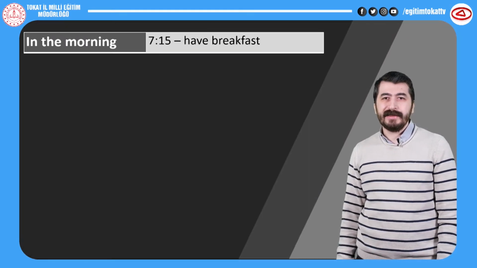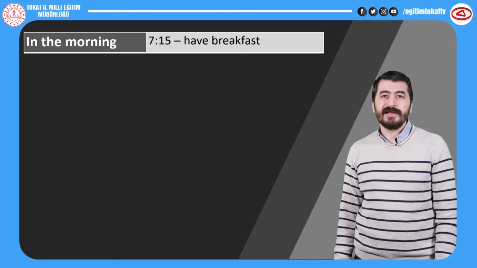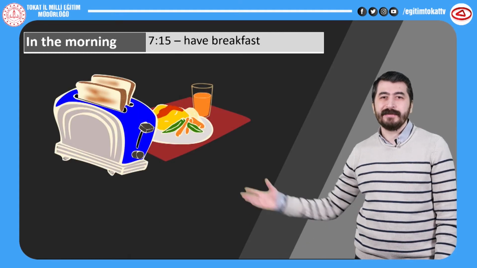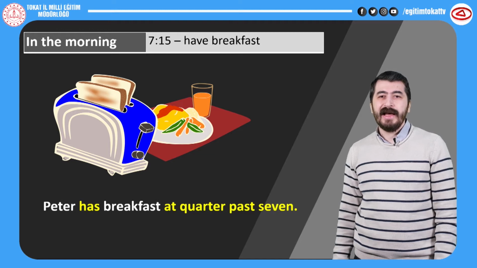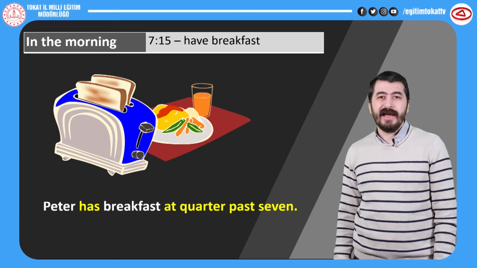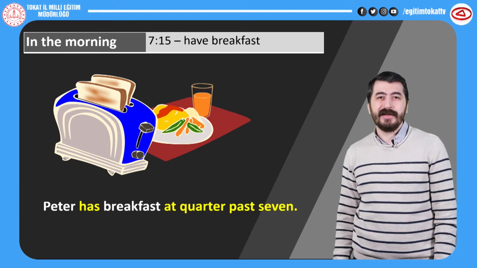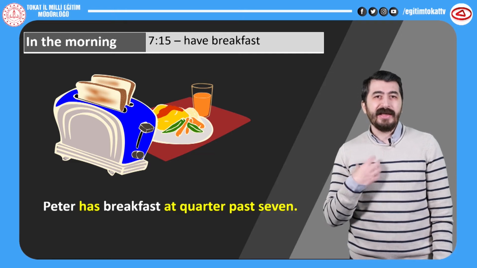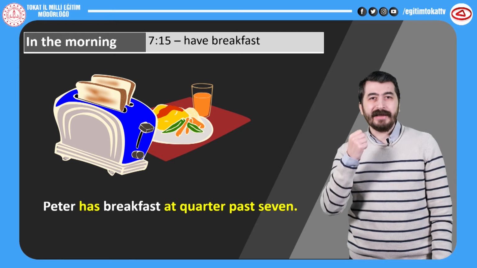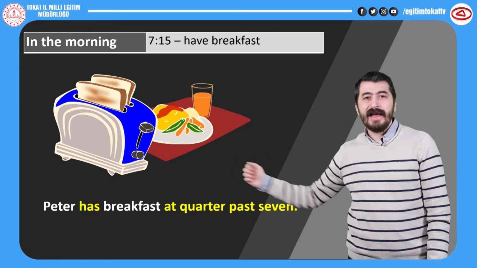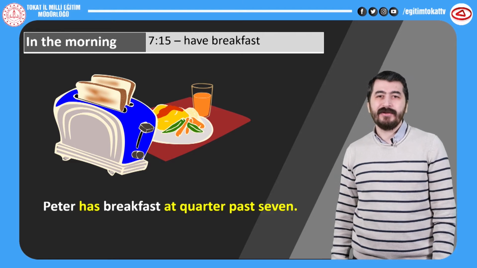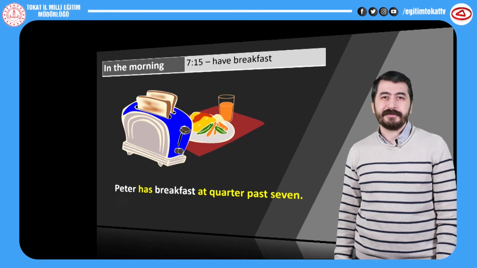Now the second action, we see 7:15 have breakfast. Make a sentence please. Peter has breakfast at 7:15. Don't forget, I say I have, we have, you have, but Peter has. Peter has breakfast at 7:15.